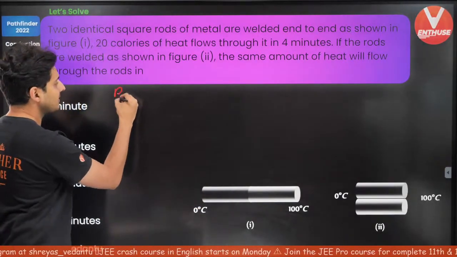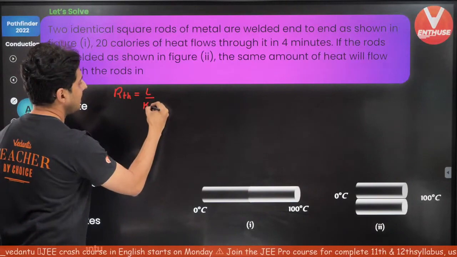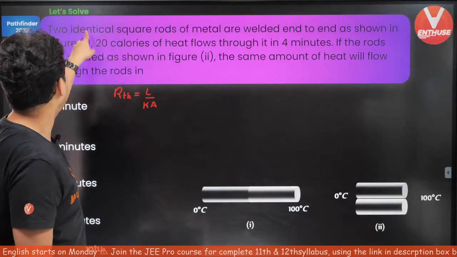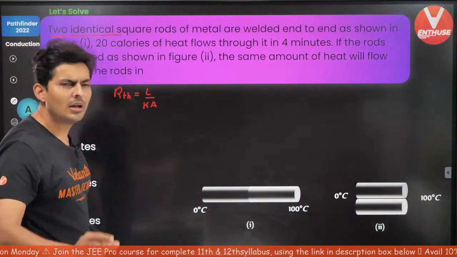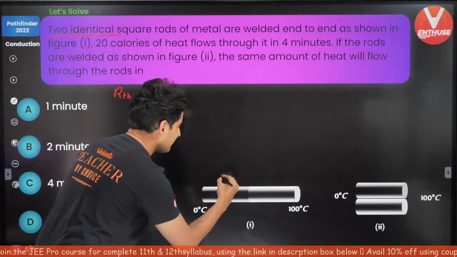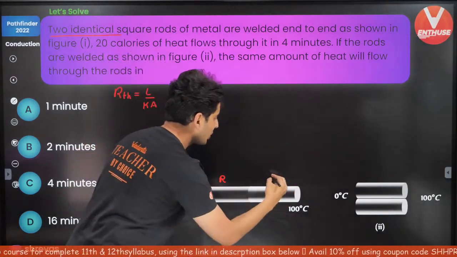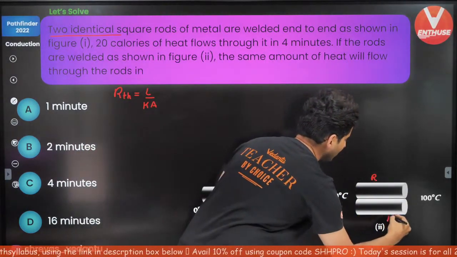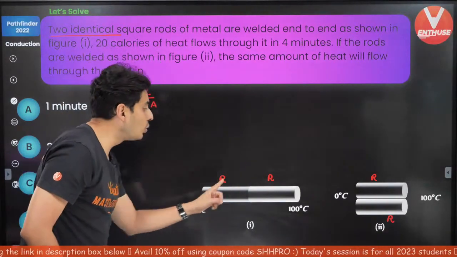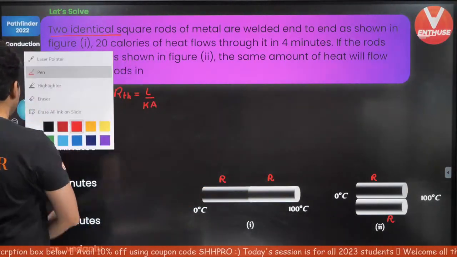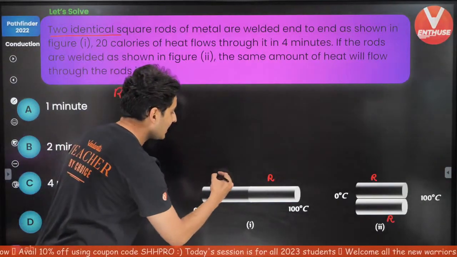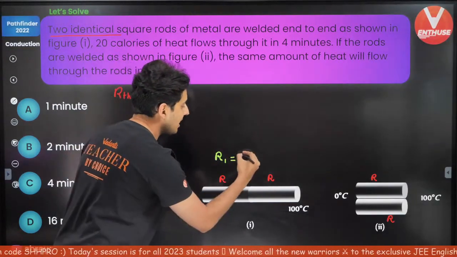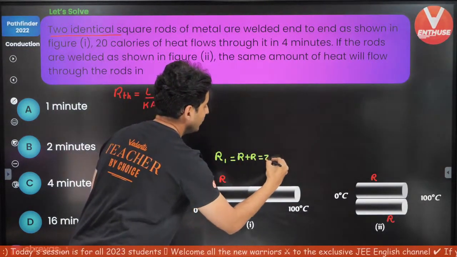Remember that the thermal resistance is L by K. Now both the rods are the same. Two identical rods, it's clearly mentioned. That means if this rod has thermal resistance R, this rod also has thermal resistance R. Now when two resistors are in series, what is their equivalent? In the first situation, R1 will be just R plus R, which is nothing but 2R.